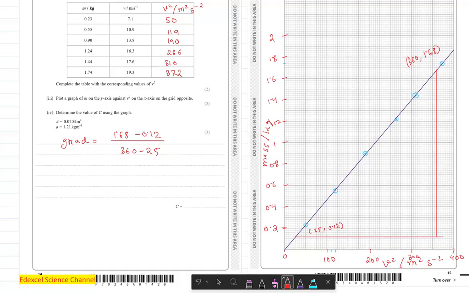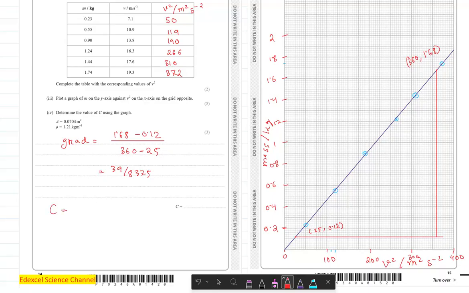And that is going to give you about, how much? Wait, 1.68 minus 0.12 divided by 360 minus 25. So that is going to give you 39 over 8375. Okay. I could have rounded up, but it's a very small value, so I do not want to round up right now.